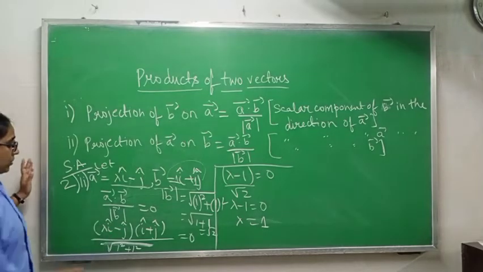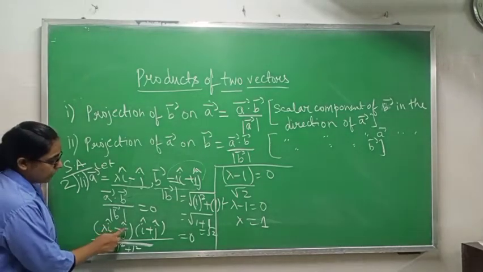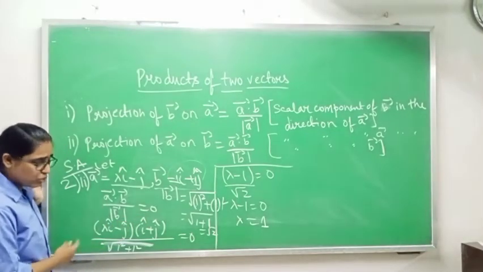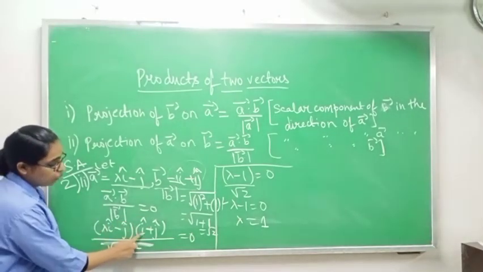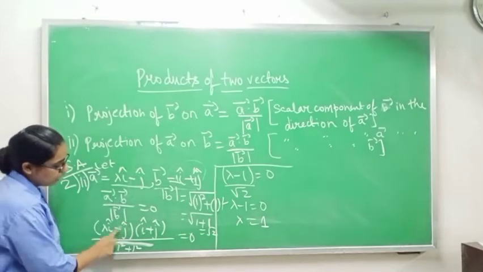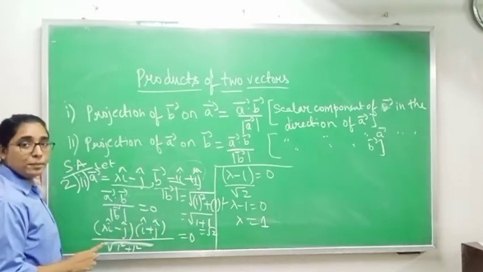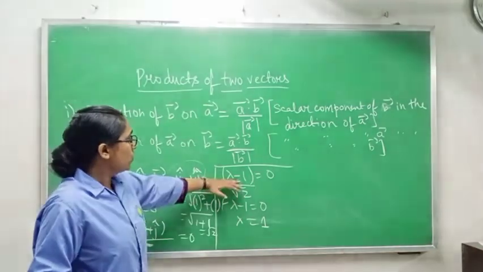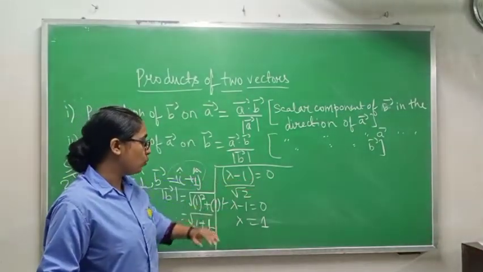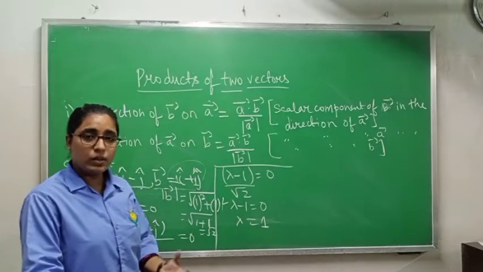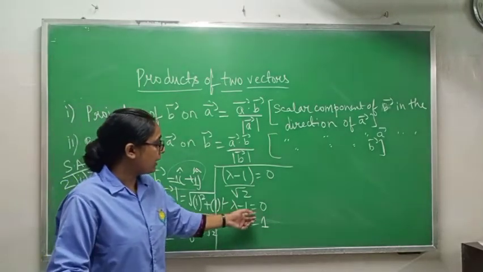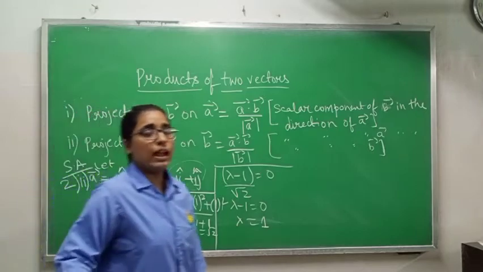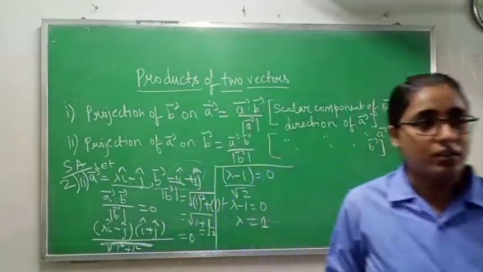Now when you multiply lambda i cap minus j cap with i cap plus j cap, how much will you get? I have written it already, but I am showing you. Lambda i cap into i cap gives lambda, and minus j cap into plus j cap gives minus 1. You know how to multiply in dot product. So lambda minus 1 by root 2 equals 0. Now this root 2 will go to the other side, it will become 0. Now lambda minus 1 equals 0, it means lambda equals 1. So the value of lambda you got is 1. Copy this one.